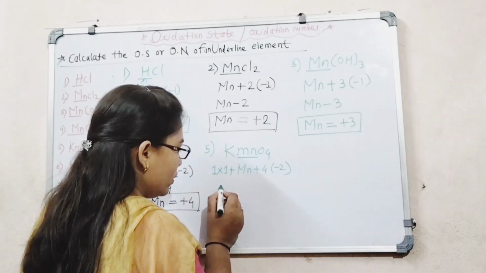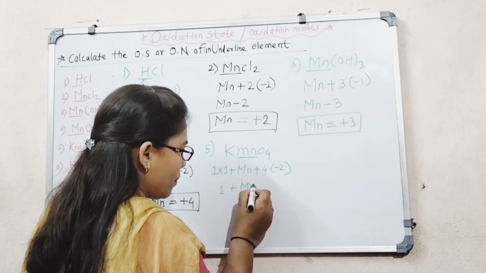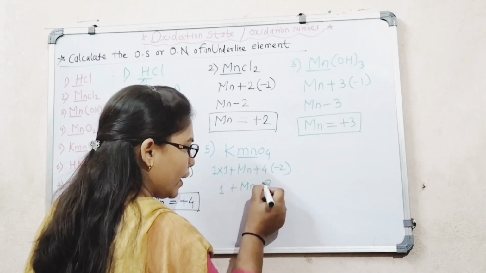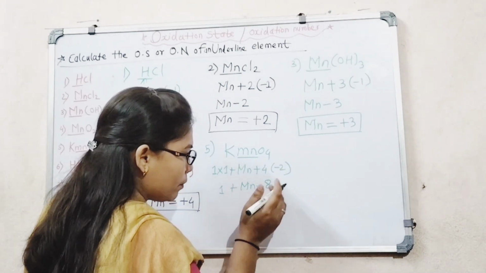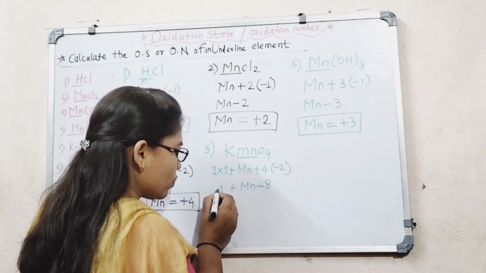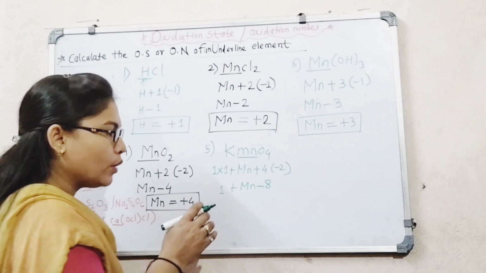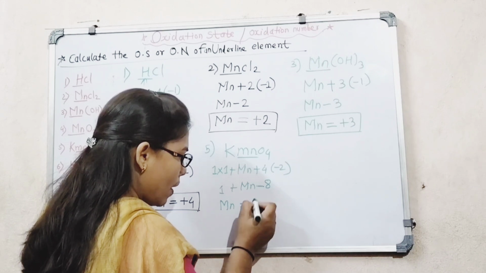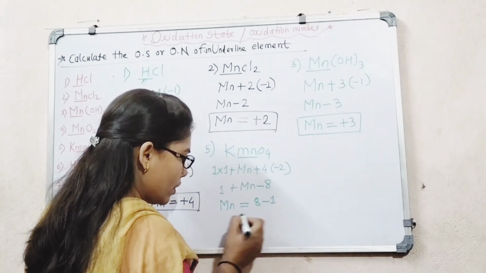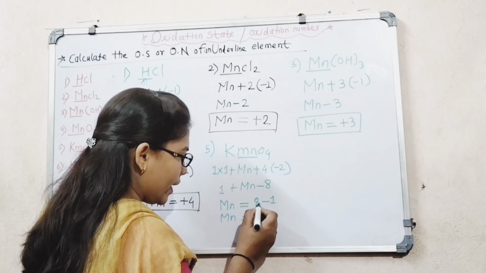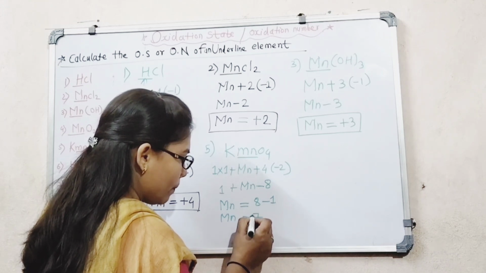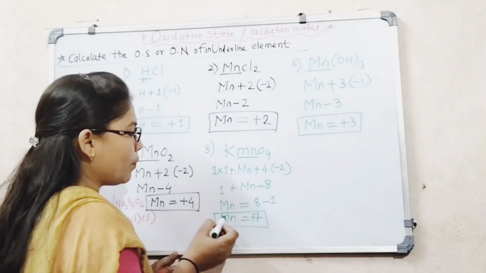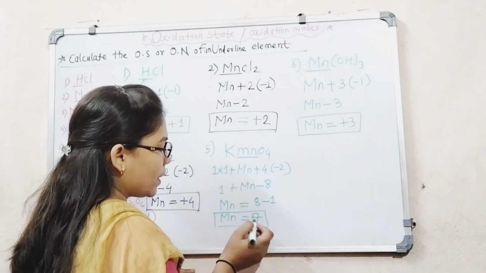Solid. 1 into 1, 1 plus Mn plus minus 4 into 2, 8. This -8 becomes +8 and this +1 becomes -1 when they go beyond the equal sign. So I write here Mn is equal to +8 minus 1, which means +7. So that's why the oxidation state of Mn in KMnO4 is +7.